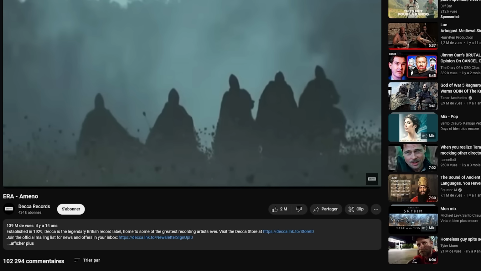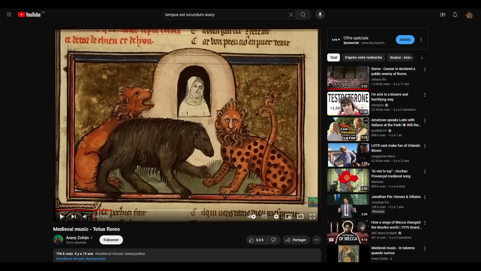This is entirely modern. This song literally is closer to a Taylor Swift song than anything created in the Middle Ages. This is Arani Zoltan's arrangement of Totus Floreo or Tempus es Iucundum. It's a song that was written in the Carmina Burana manuscripts. It's one of the few songs that actually has neumatic notation with it.